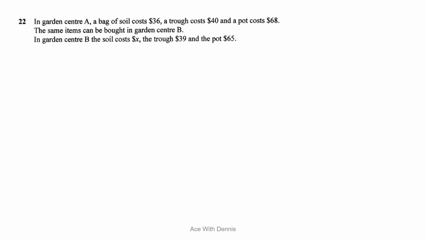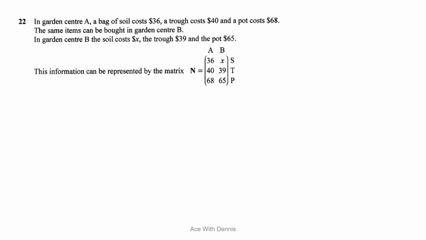Question 22. In garden center A, a bag of soil costs $36, a throw costs $40, and a pot costs $68. The same items can be bought in garden center B. In garden center B, the soil costs x dollars, the throw $39, and the pot $65. This information can be represented by the matrix M, which is this one.